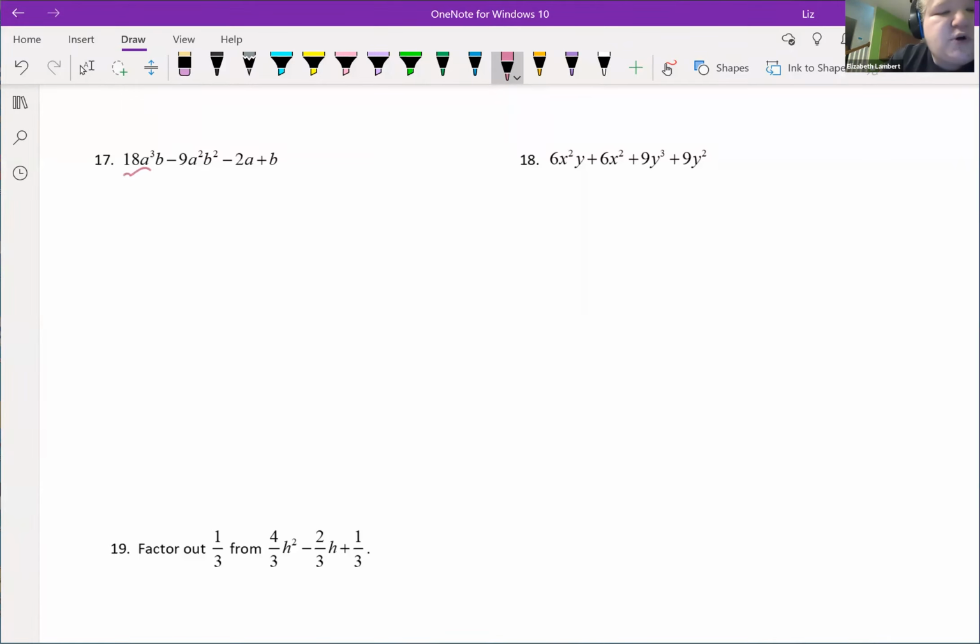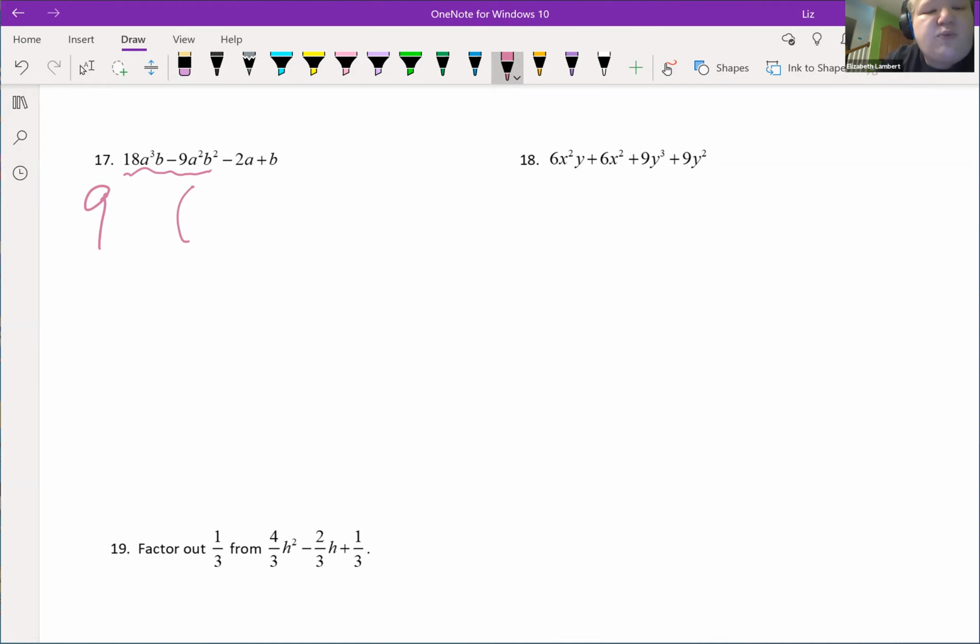So our first 2 crazy terms, 18 and 9. Well, I can pull out a 9. And sometimes I like to actually write what at least the first number would be, just to kind of remind myself.